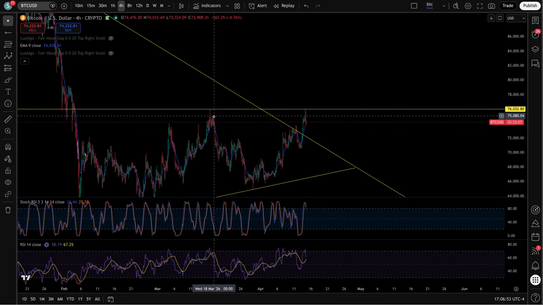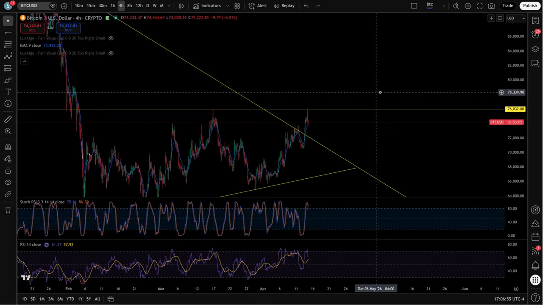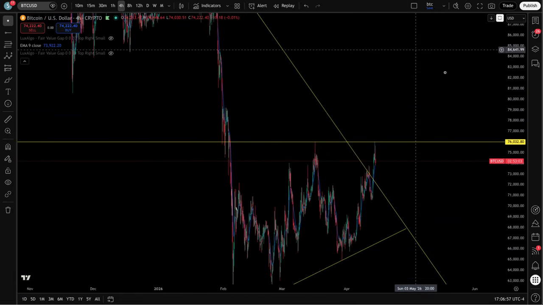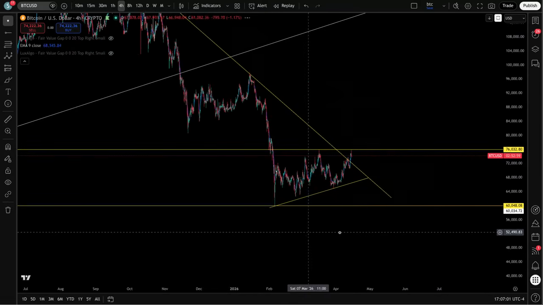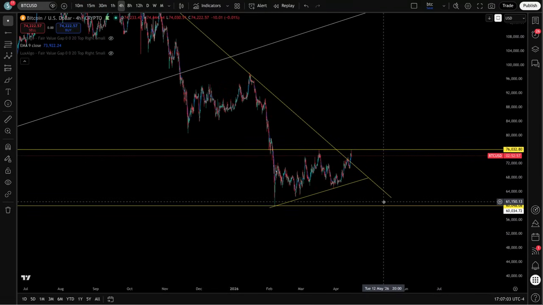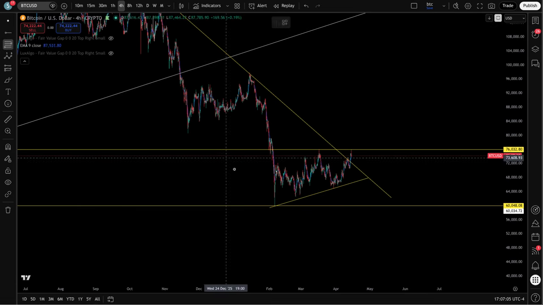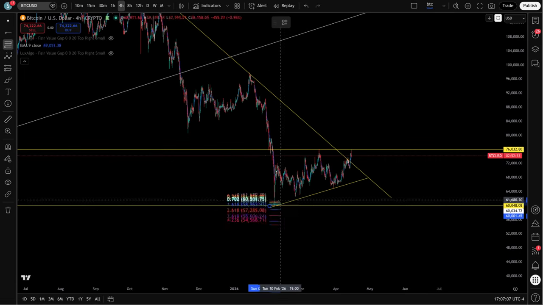Or double tops right here, rolls over, and that 50,000 comes in. That would be your next area to the downside. Is that possible? Absolutely. Yeah, it is possible. What was that measurement?